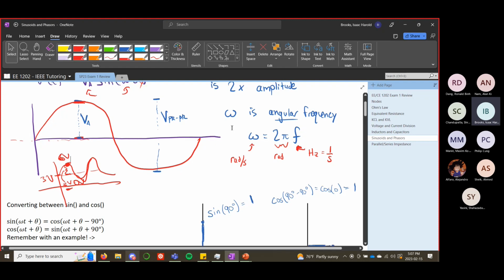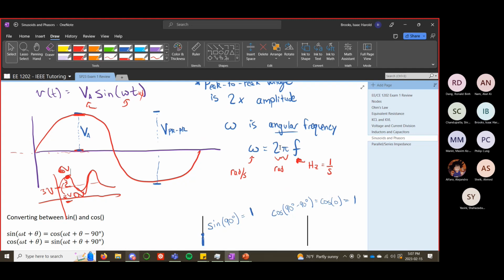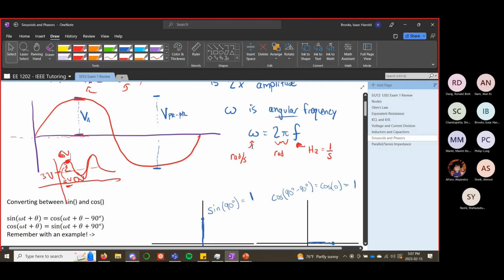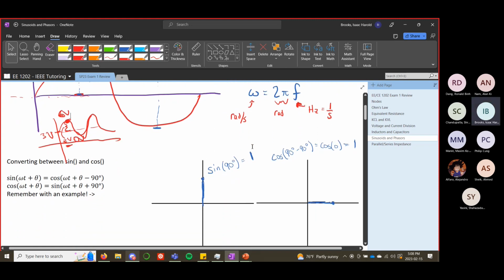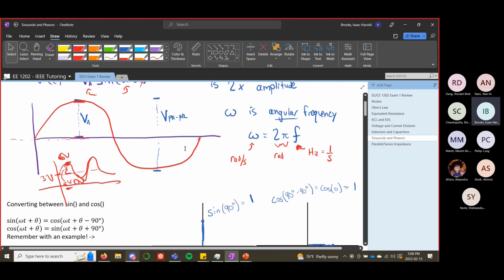Okay, and again, omega is your angular frequency. It's 2 pi times the frequency in hertz. So sometimes the first step in a question is converting your frequency in hertz into an angular frequency by multiplying by 2 pi. Any questions on this? Okay. Let's get on to some of the harder stuff.